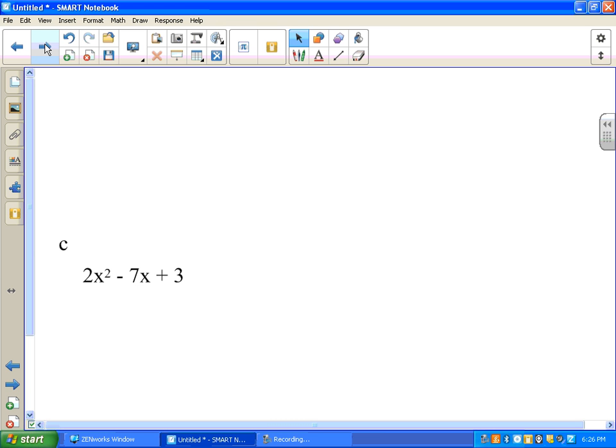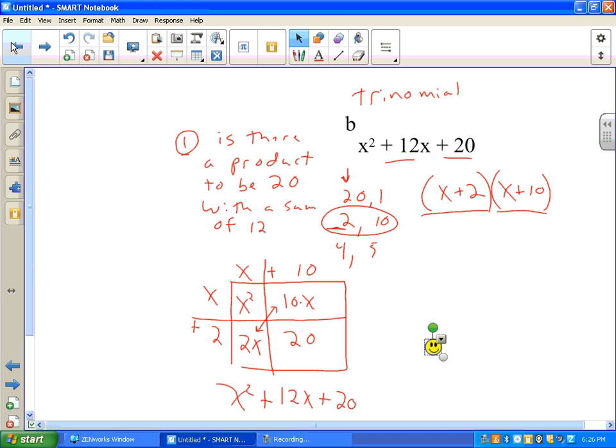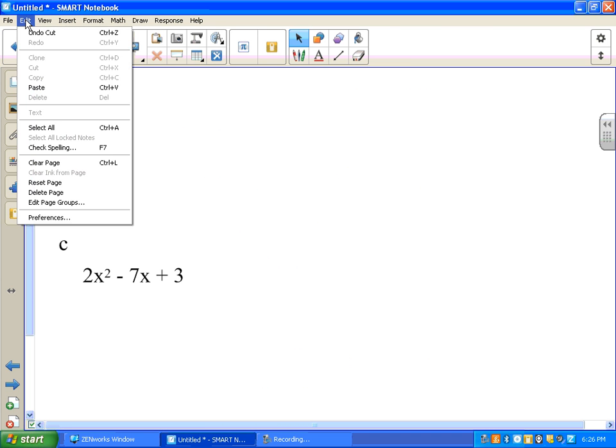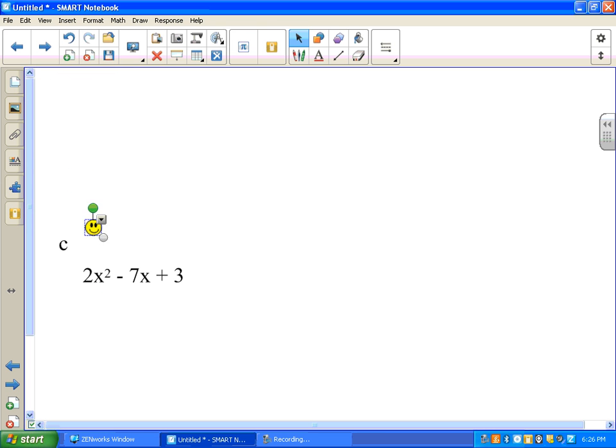Question C, you say, well, Mr. Bryce, this is a trinomial, just like the previous example. It has 3 terms. Okay, so why don't I use the two numbers that multiply to be 3 and add up to -7 method? Well, I said the leading coefficient had to be 1. This leading coefficient is 2.